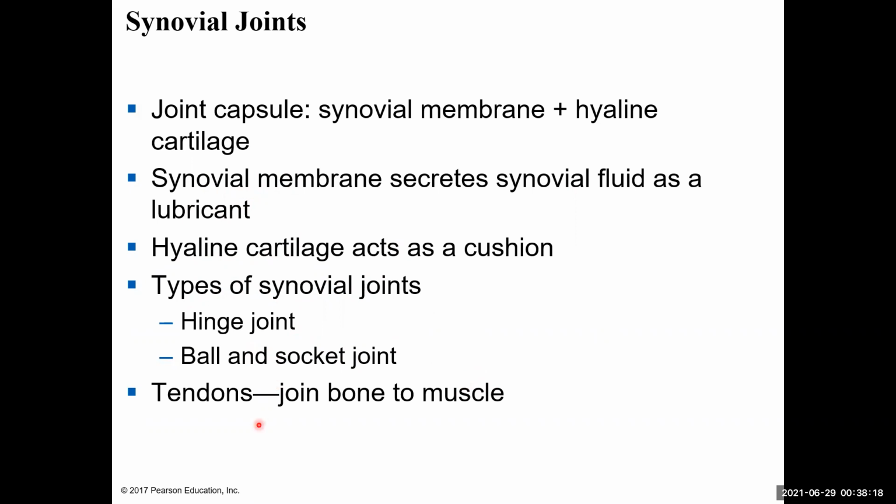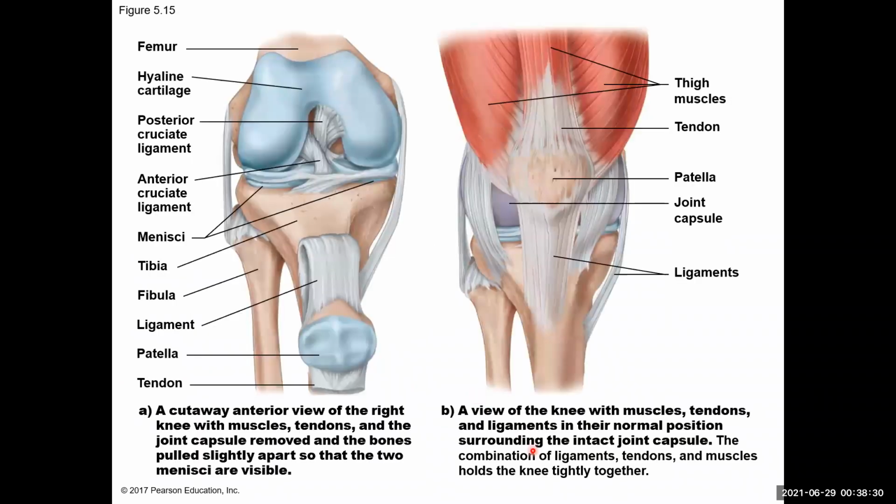And so we've mentioned tendons briefly, but we haven't really put it in text form in the slide. Tendons join bone to muscle, and we'll show this here in the slide. For example, your thigh muscles are joined via a tendon to the patella, whereas a ligament is joining bone to bone.